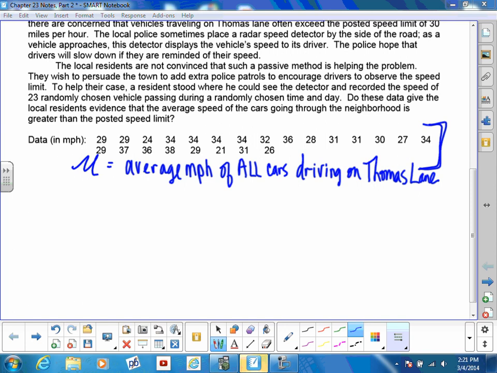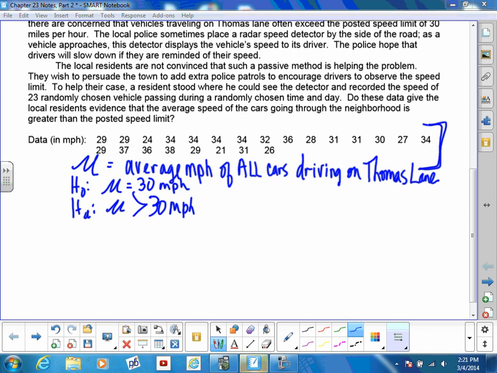What's the H? Okay, our hypotheses. Null hypothesis is mu equals 30 miles per hour. The alternative that we are wondering if we have evidence is mu is greater than 30 miles per hour. Okay, so we've done P and H. What's next? The A.